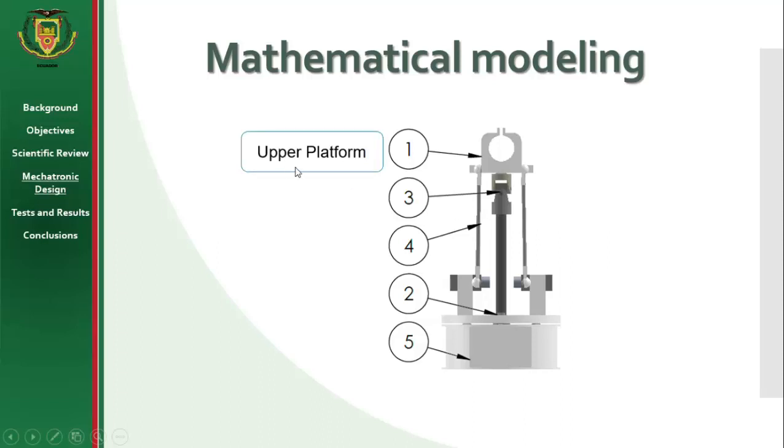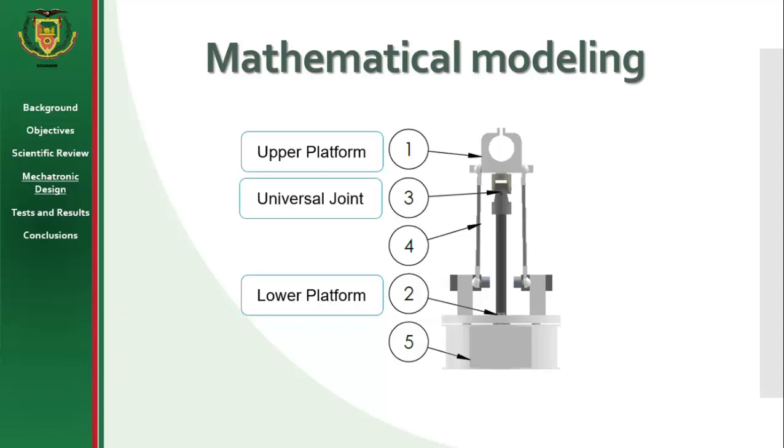1. Upper platform, which allows the attachment of the outer part of the head and serves as a support for the projector and fisheye lens. 2. Lower platform, which serves as the base for the motors. 3. Universal joint, which allows the upper platform to rotate in two degrees of freedom.